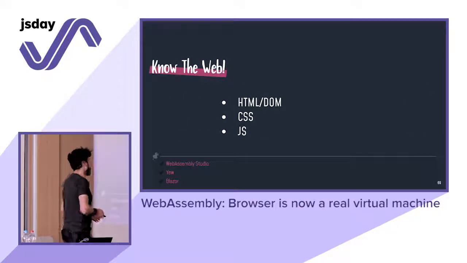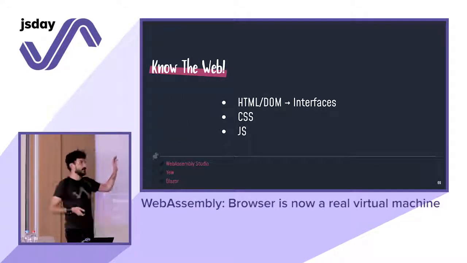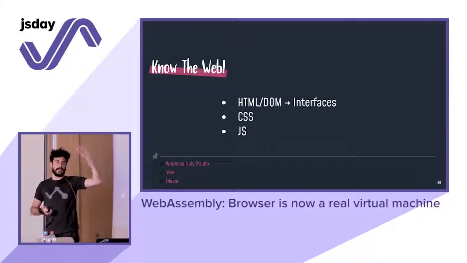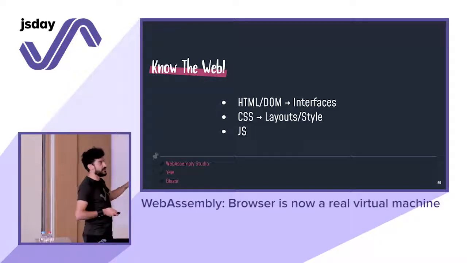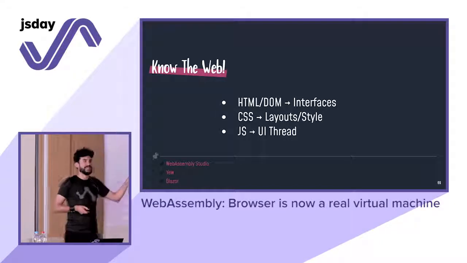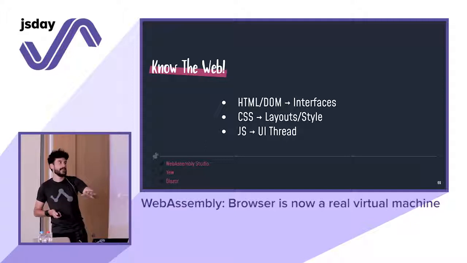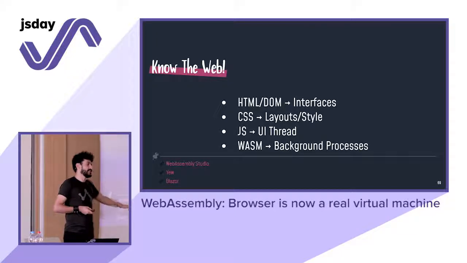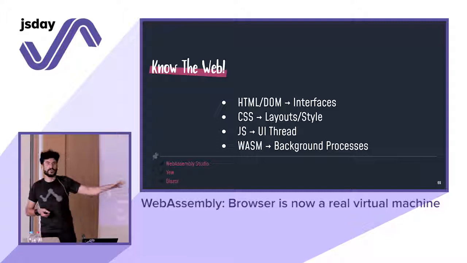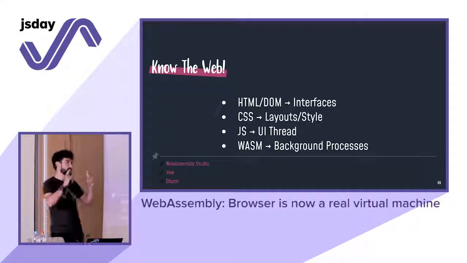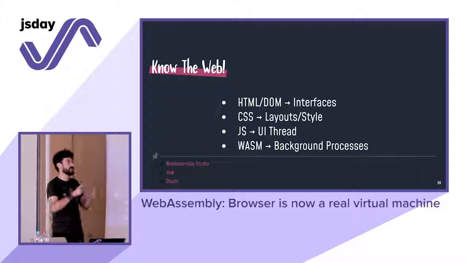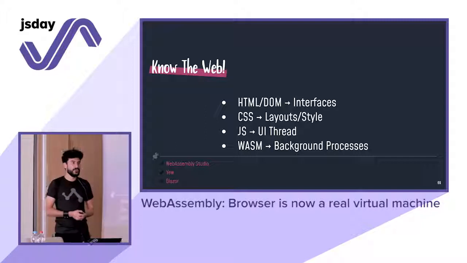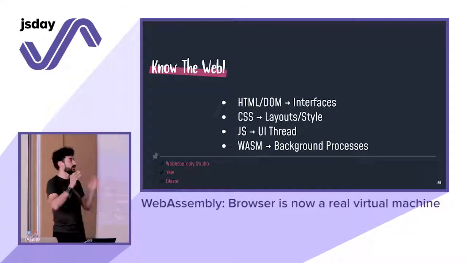But you have to know the web. So keep in mind, HTML DOM is for declaring your interfaces. CSS is for your layout, your styles. JavaScript is finally dedicated to your UI thread. And your background processes and background operations can be performed in WebAssembly. I don't say WebAssembly will kill JavaScript. It won't. It is not designed for that. It is just here to improve the performance of your web apps directly inside your browser or outside your browser, in your virtual machine.